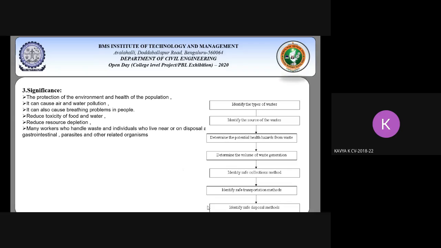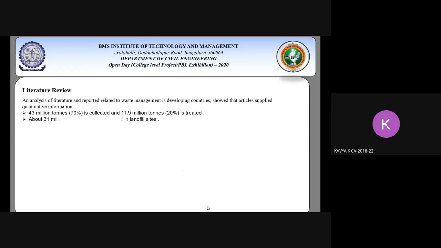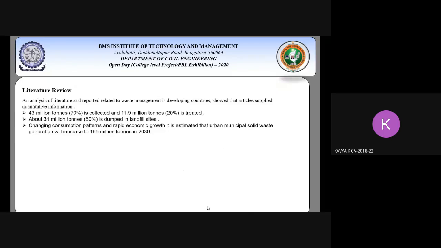In the literature review, we can see that the reports collected are related to waste management in developing countries. These articles give us quantitative information, like 43 million tons is collected, and of that 11.9 million tons is treated. About 31 million tons is dumped into landfills. Moving on to the next slide.